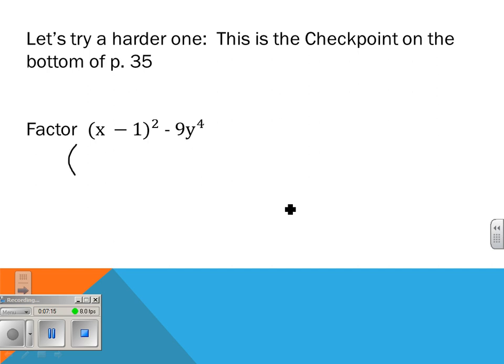So your first factor will have one of the x minus 1's plus 3y squared. And the next one will have another x minus 1 minus 3y squared. So maybe it looks a little funny, but it's the same exact property used as on that easier one on the page before.